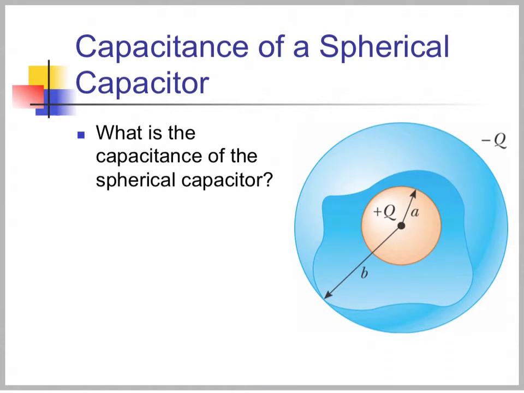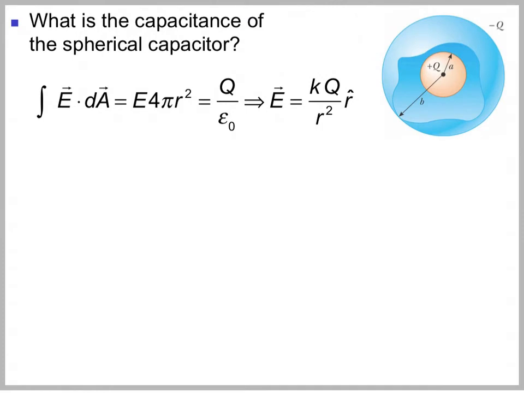How about a spherical capacitor? Let's say I have a centrally charged sphere with a charge Q on it, radius A, and an outer sphere with a charge minus Q on it, radius B. Well, we start off needing to figure out what the electric field is, and we can use Gauss's law again. In this case, it's spherical, so E dot dA is E times 4 pi r squared. And that's Q over epsilon naught, so the electric field between A and B is KQ over R squared.